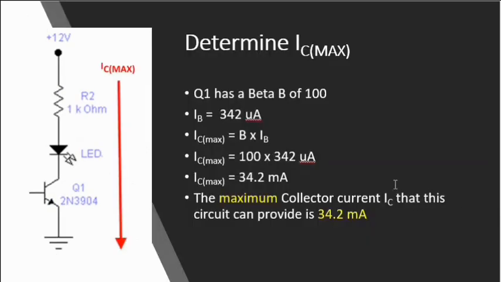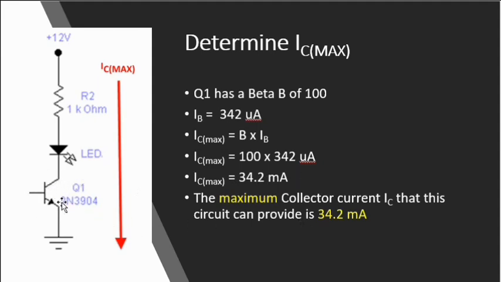We can determine the maximum current that this circuit can handle, and this is based on the transistor. So we look at our Q1 and it has a beta of 100. That's from the spec. We look at our base current is 342 microamps. We figured that out earlier. So the maximum collector current that this transistor can put through it is beta times the base current. So it's 100 times 342 microamps. That means that the maximum current that this transistor can flow in this circuit is 34.2 milliamps.